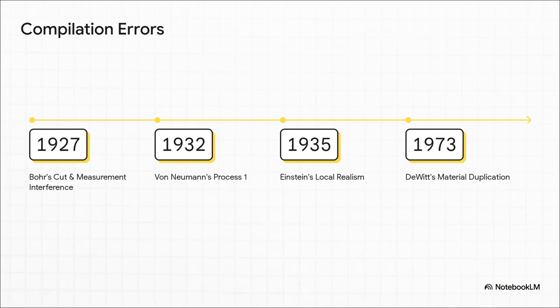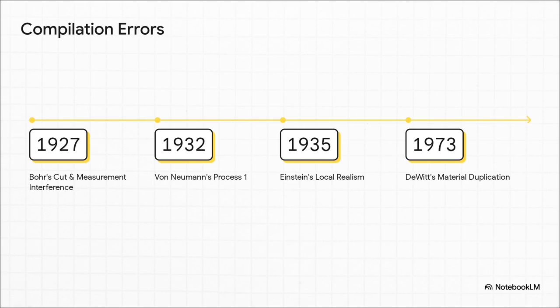To really understand the specification, we first need to debug some old code. We have to look at the compilation errors made by the original pioneers of quantum mechanics. These were brilliant minds, obviously, but they often forced the math to break rather than just accepting the logical implications of quantum linearity. Back in 1927, Niels Bohr introduced the Bohr cut. He basically hard-coded this unconditioned if statement right into the universe, claiming the rules just arbitrarily switch from quantum to classical simply because we measure something.